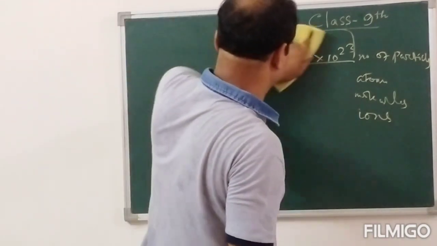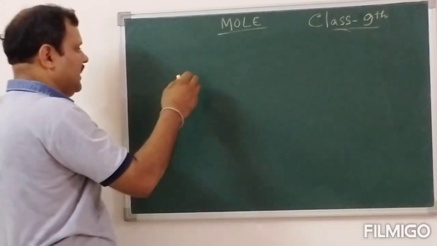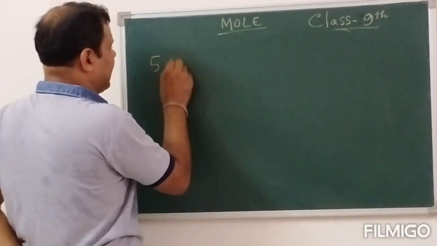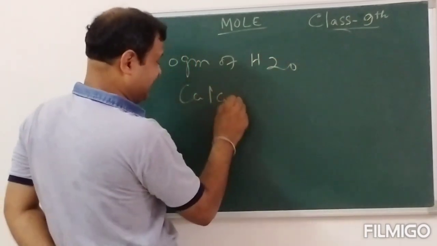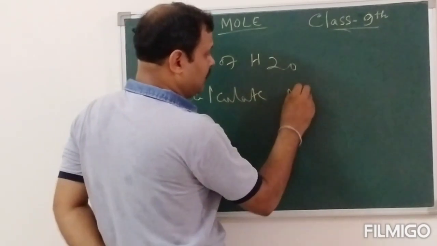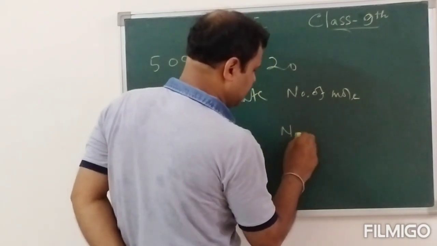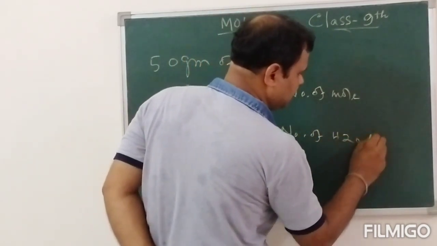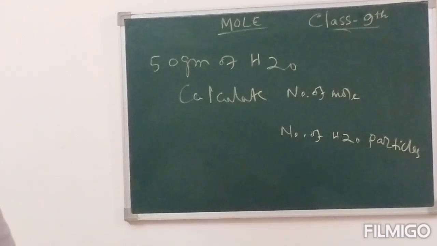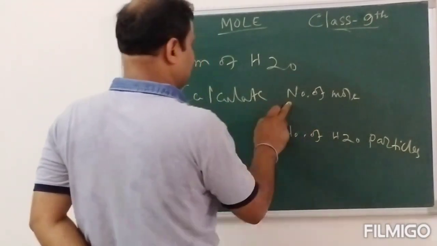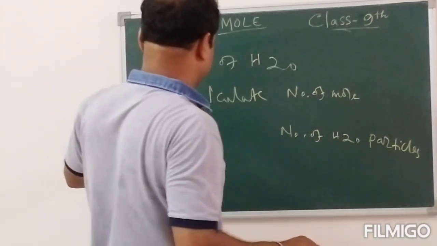Now, we can solve some mathematical problems. Suppose somebody asks: we have 50 grams of water, H2O. Calculate the number of moles, and also the number of H2O particles. Is the question clear? Calculate the number of moles. Okay.